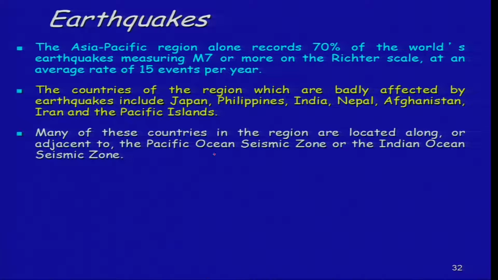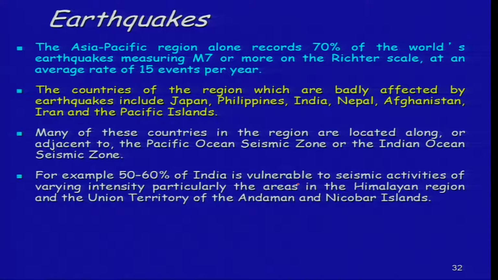and both of them have triggered mega earthquakes: this one triggered the 2011 Tohoku earthquake, and this one triggered 2004. So these are the regions which are vulnerable to mega earthquakes. For example, 50 to 60% of India is vulnerable to seismic activity of varying intensity, particularly the areas in the Himalayas and along the Andaman regions.